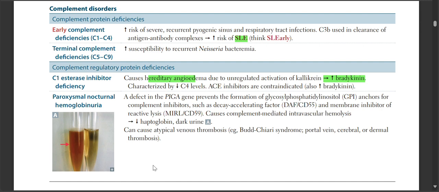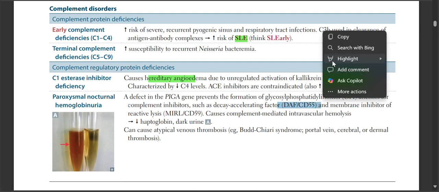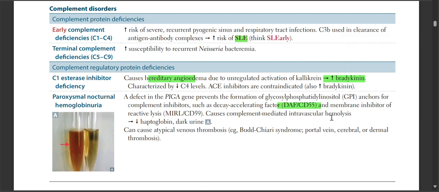Now, when your complement is activated, if you have a deficiency of the protecting factors, so DAF, CD55, that is one, and your complement is activated, what do you think will happen to the RBCs? They'll be lysed. And when the RBCs are lysed, where will the hemoglobin go if it wants to be excreted? Kidneys, and that's why you have the red urine or the hemoglobinuria.